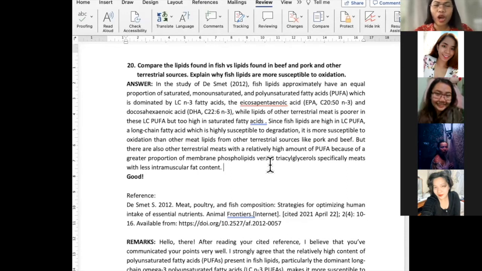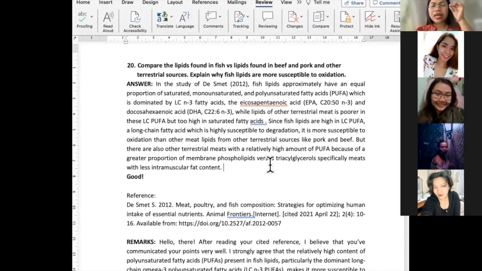Anyway, going back to item number 20, you just have to always remember that lipids from fish are healthier fats as compared with lipids that can be found in beef and pork.